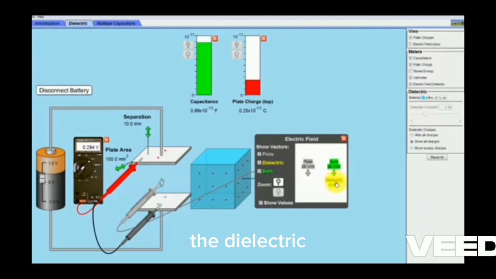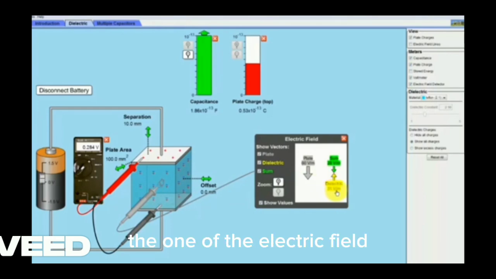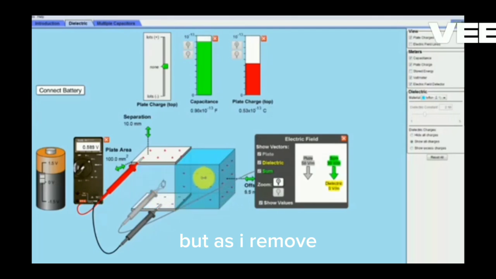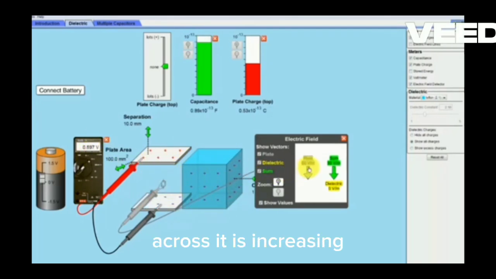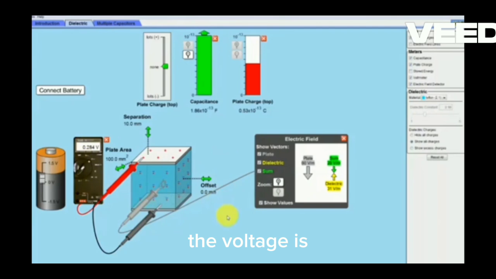Now, as I insert the dielectric, we see that its electric field opposes the one in the plates. So, the electric field in the dielectric material, which is 31 volts per meter, opposes the electric field created by the battery, leaving a net electric field of 28 volts per meter. Notice when I disconnect the battery, it's still 0.284 volts with the dielectric material. But as I remove the dielectric, the voltage across it increases, since here we have 60 volts per meter across these two plates. Then as I insert it, the voltage decreases.